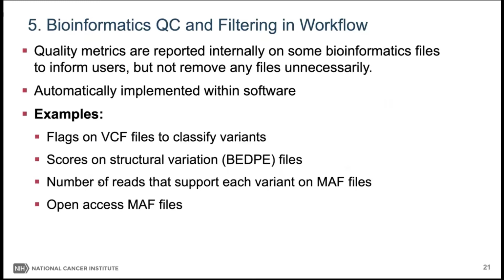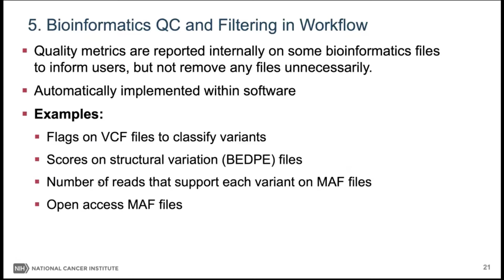Something I'd like to bring up is that quality metrics are also reported internally on some bioinformatics files to inform users, but not remove any files unnecessarily. These are automatically implemented within the software, and some examples of this are flags in VCF files to classify variants. Those flags will depend heavily on which workflow is being used. Mutect, MuSE, SomaticSniper, they all have different flags. So those are present.